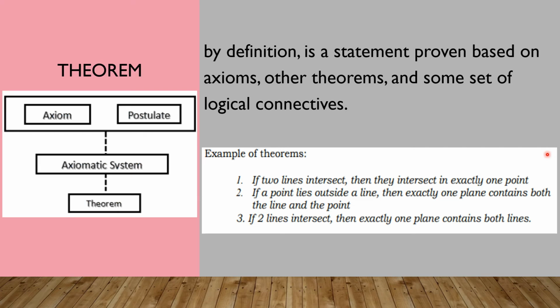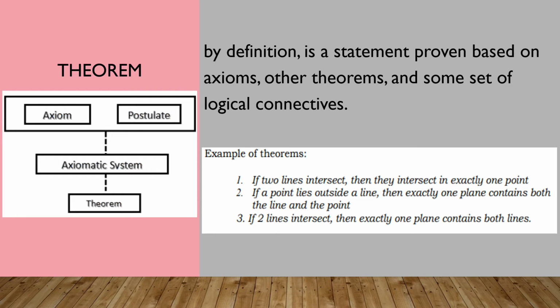So here is our concept map. The theorem is below the axiomatic system. The postulate or axiom is a kind of statement that you do not need to prove. Then a theorem is a statement that we need to prove. That is a theorem.